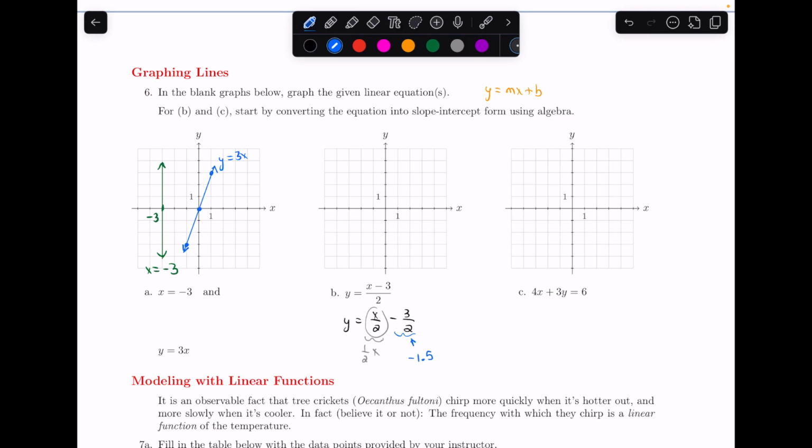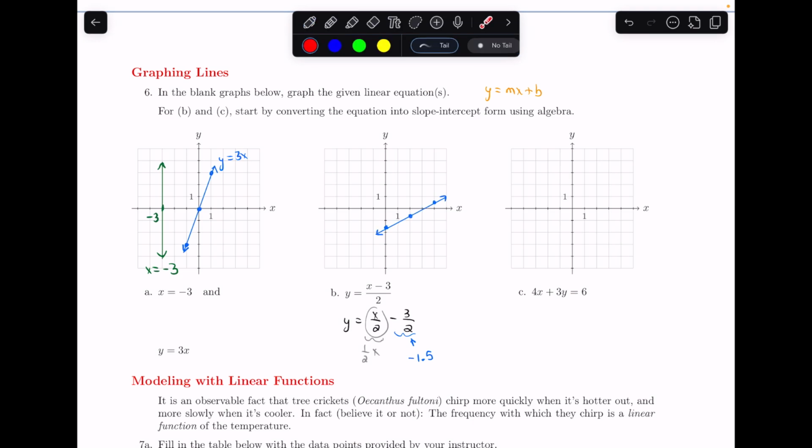I don't need to do that, but it just helps me get a sense of where I should draw it. So it's between -1 and -2. So -1.5 would be somewhere there. And then my slope is 1/2. So when I go up, rise of 1, the run is 2. So it's going to go through this point. And again, if I go up 1 and over 2, it'll go through that point. And if I connect these, I'll get our graph of this line.